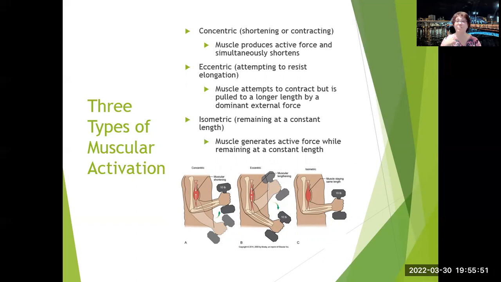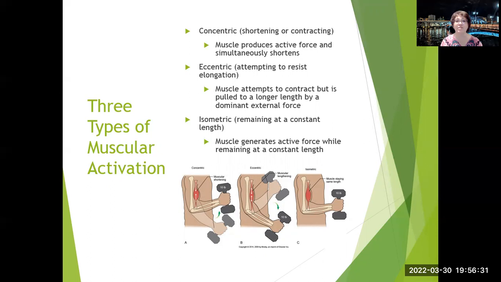Eccentric is the muscle attempting to resist elongation. The muscle attempts to contract, but it's pulled to a longer length by a dominant external force. In the example in the diagram, gravity is the dominant external force. So in eccentric motions, the muscle is putting on the brakes. You're not just dropping the weight and letting gravity have its way. You're using the muscle to elongate and slow down the force of gravity. So eccentric motions are very control-oriented motions, if you want to think of it that way.